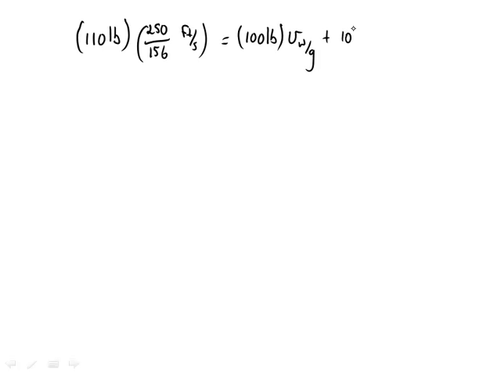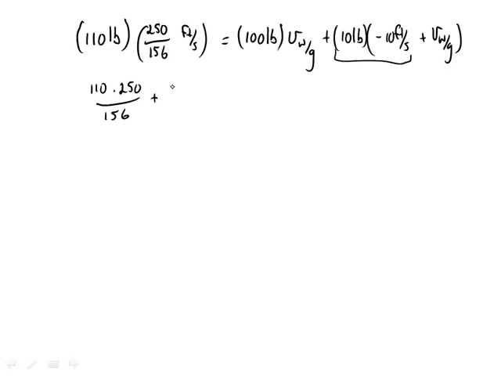Last throw, I have 110 pounds, that's the boy and one brick, times 250 over 156 feet per second, and that's going to equal 100 pounds times the velocity of the wagon with respect to the ground, plus 10 pounds, that's the last brick, times minus 10 feet per second, plus the velocity of the wagon with respect to the ground. So I get 110 times 250 over 156 pound feet per second. And here's another 100, so I'm going to bring that over. So there's 100. I'm going to do 100 over 156. That's the same as 100, but I want a common denominator. Pound feet per second. So this is 43,100 divided by 156.